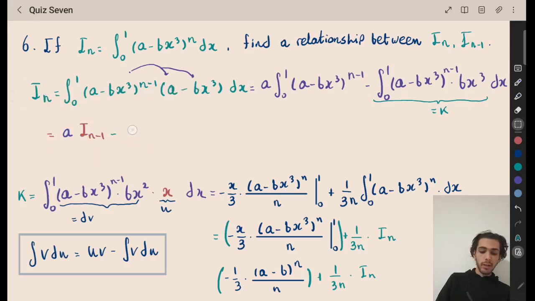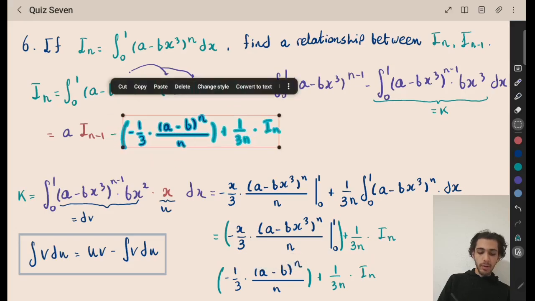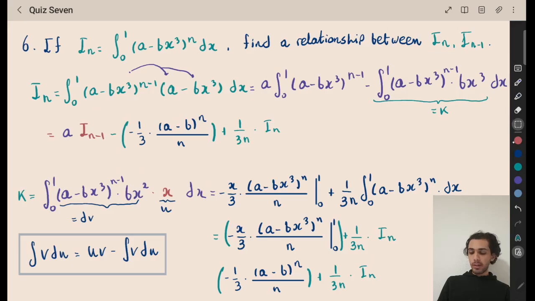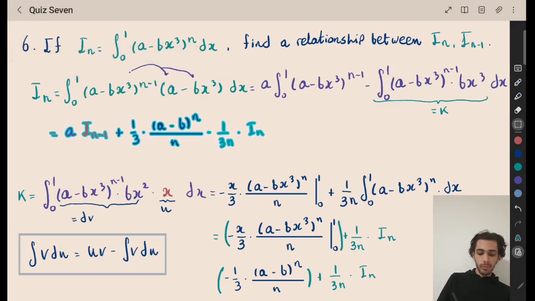And so instead of k, I will now put in this expression. So this expression is equal to k. Now careful with the minus sign. So I get plus here and a minus there. But guess what? There's an In here and there's an In there. Then probably I should add this In to both sides.